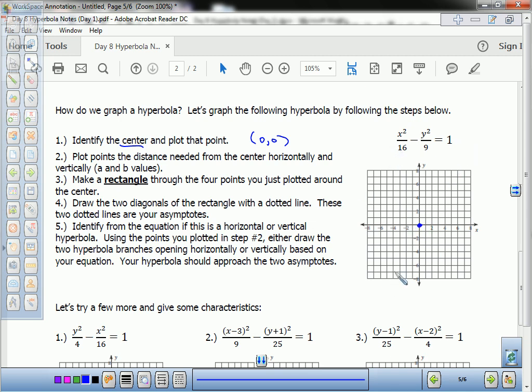So we know it's going to go this way. We're just going to make our brain remember this one's going this way because X is positive and it came first in standard form. All right, so now we're going to do those horizontal moves. And horizontally, I would move how far? What is A? 4. So I'd move 4 units this way, 4 units that way. Those are the vertices. This is actually part of the graph.